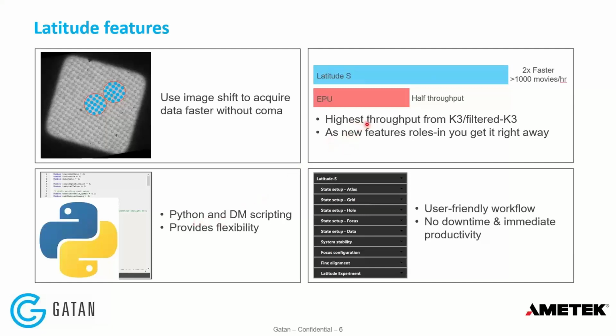Thirdly, Latitude S, along with SerialEM, because they both are very optimal with K3 and BioContinuum, provides the highest throughput from, again, K3 and filtered K3 versions, making these software packages extremely powerful in increasing the productivity of the cryo facility that you're part of. And finally, one of the most appreciated and user-liked features that Latitude offers is its extremely user-friendly workflow that essentially results in zero downtime and immediate productivity.